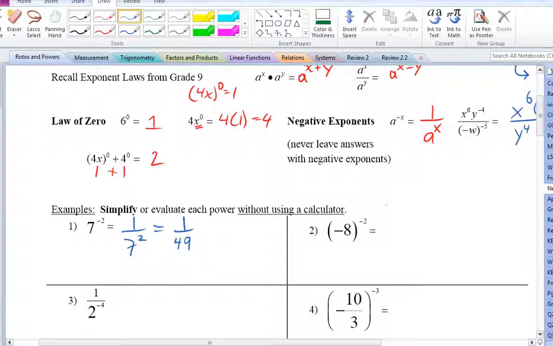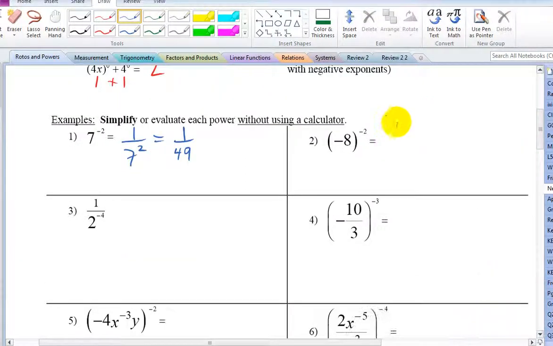Try number 2. Go. Okay, so we have 1 over bracket negative 8 squared. All we do is change this negative sign right here, and then we have to evaluate negative 8 times negative 8. Because of the brackets, the base is negative, so it's negative 8 times negative 8. Gotta be careful what the brackets mean. And then we get a positive 64. Okay, so know why the 64 is positive.